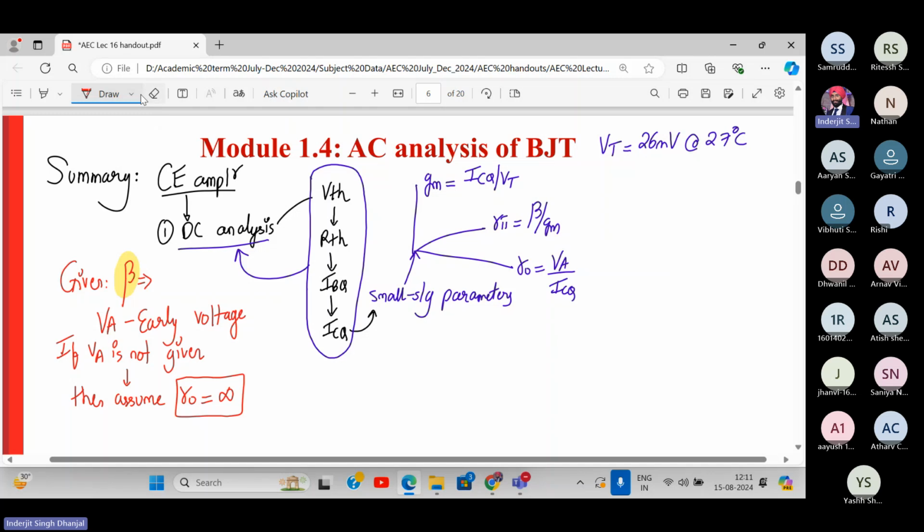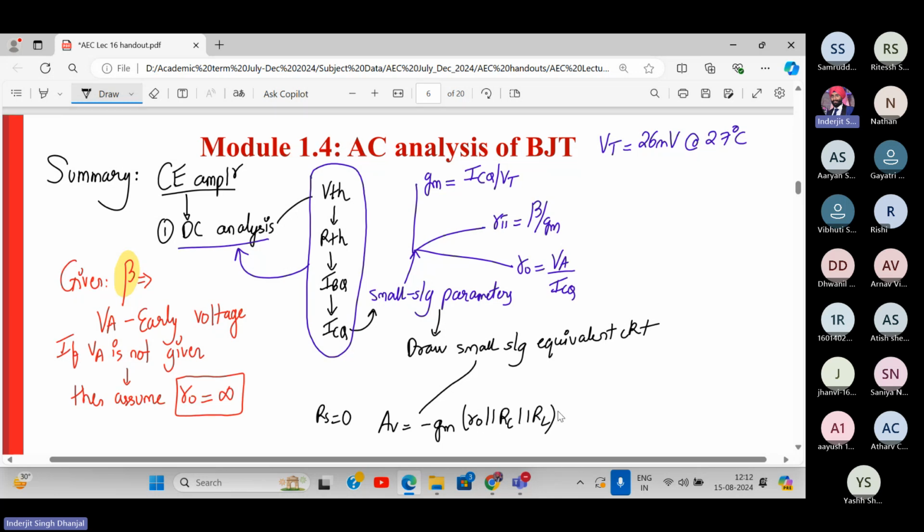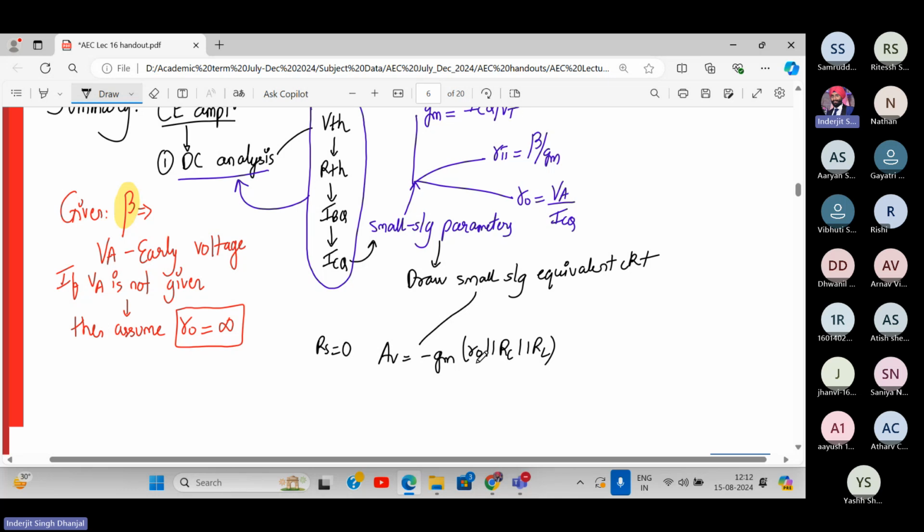And then after that, you plug in the formulas in actual AV. After this step, what is it? You draw the small signal equivalent circuit like we have drawn three times today. So draw the small signal equivalent circuit and then you derive AV. You know what is the formula for AV? Let's say if I exclude RS, let's say RS is 0. So what is the formula? Minus GM RO parallel to RC parallel to RL. It may happen that VA is not given, so RO also will disappear.